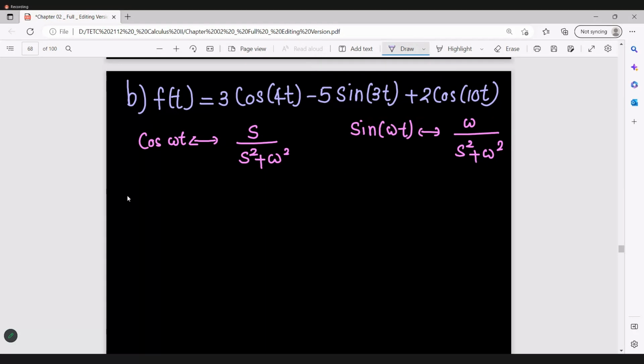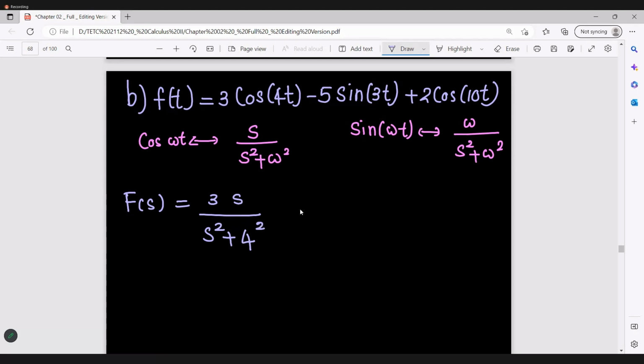So let's see, we are asked to find capital F of s. This is equal to 3. We can keep 3 as it is. Cos 4t. So we have to compare this with cos omega t. What is the value of omega? The value of omega is equal to 4. So what is the Laplace transform then? s over s squared plus 4 to the power 2.